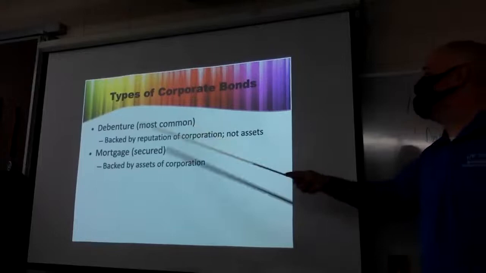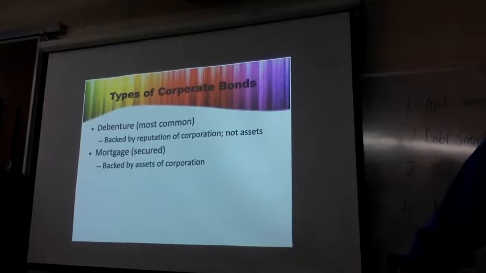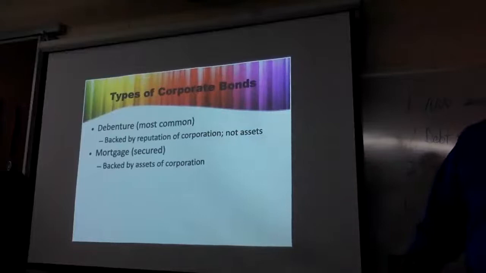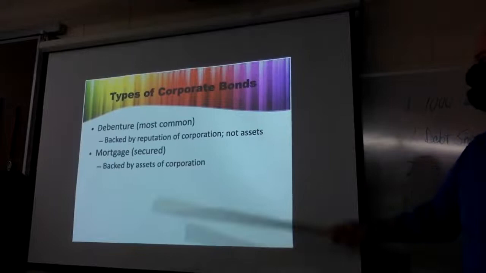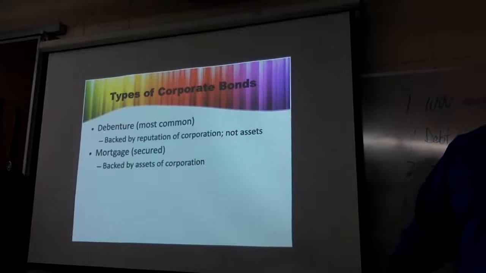So mortgage bonds are secured by the assets of a corporation. Now, these are a lot safer. So for instance, in this one, if the company goes under, you could lose all your money. In this one, if the company goes under, you're going to get some of the money back from them selling off their stuff. Which one do you think has a better interest rate? Well, the top one does, because it's riskier. The more risk you put into something, the more potential for reward. The safer something is, the lower that number is going to be.